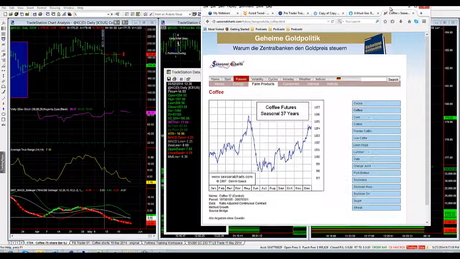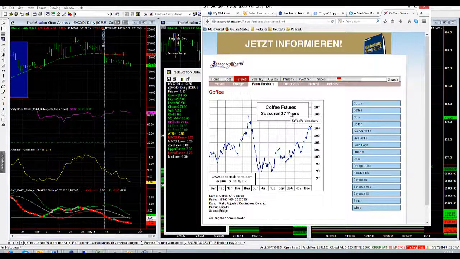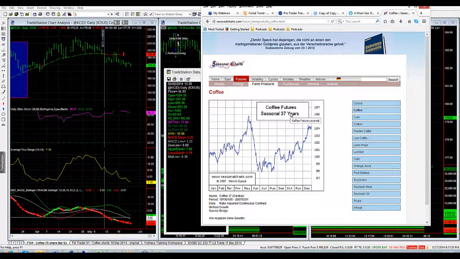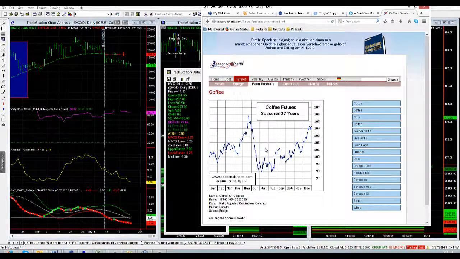If I put the coffee seasonal charts here, now the seasonal charts are a collection of data that gives you an indication of what has happened historically over the last 37 years on different markets that we're tracking. Now, this is on coffee, so this is not a guarantee that this is what's going to happen, but this is showing us what's happened traditionally and historically over the last 37 years.